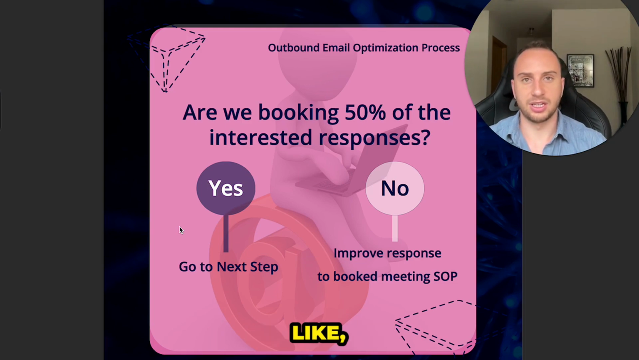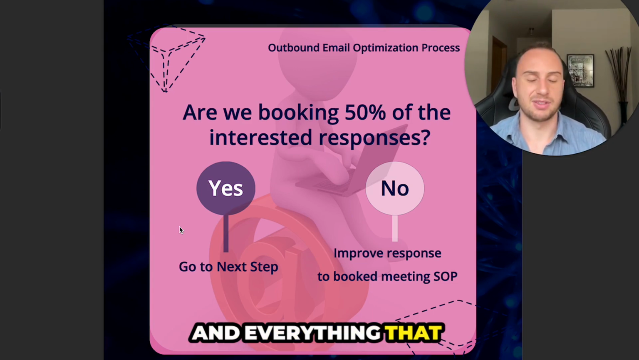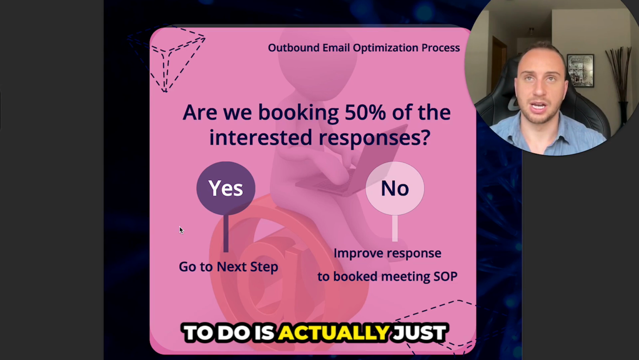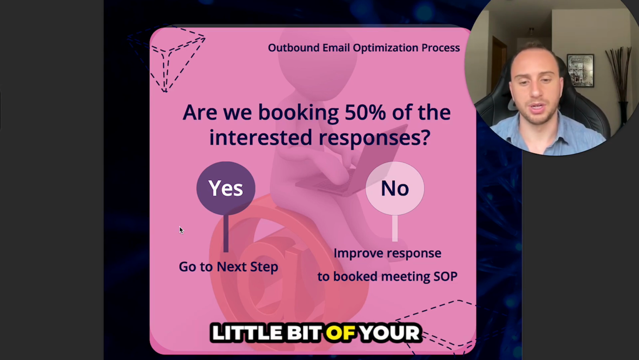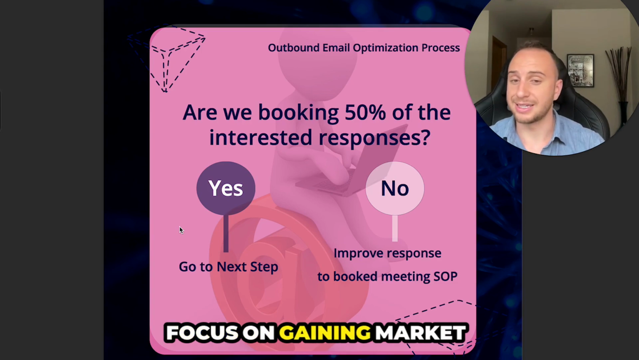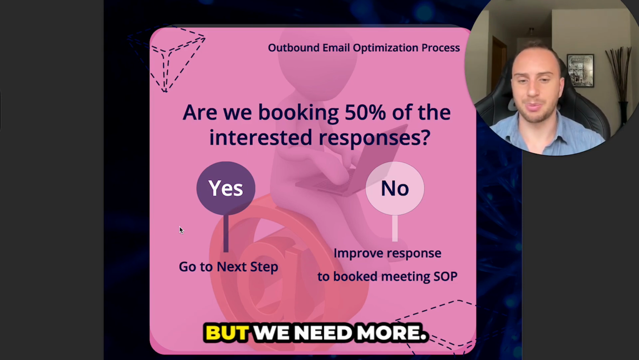So if all else fails, there is a solution in place, which is getting more market intelligence. So let's say you have a good open rate, deliverability is good, but response rate's still pretty low, and everything that we're getting is either no or market intelligence. One of the best things to do is actually just increase the volume a little bit of your campaign with a heavy focus on gaining market intelligence, not selling, but gaining market intelligence. People are giving us feedback, but we need more.